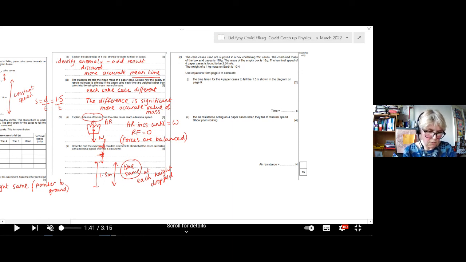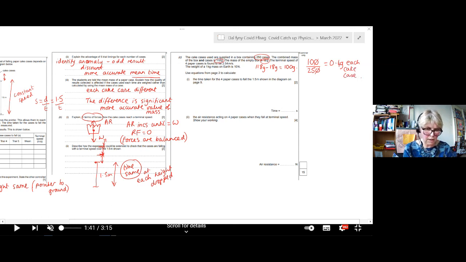The cake cases use the supplies in a box containing 250 cake cases. The combined mass of the box and the cases is 118 grams, and the mass of the empty box is 18 grams. So automatically I'm going to put 118 grams, take away 18 grams, and that's my 100 grams for 250 cake cases. So that tells me if I've got 250 cake cases, I can measure the mass of one of them by doing 100 grams divided by 250 cake cases to give me 0.4 grams for each cake case. Now that might come in handy a little bit later on.